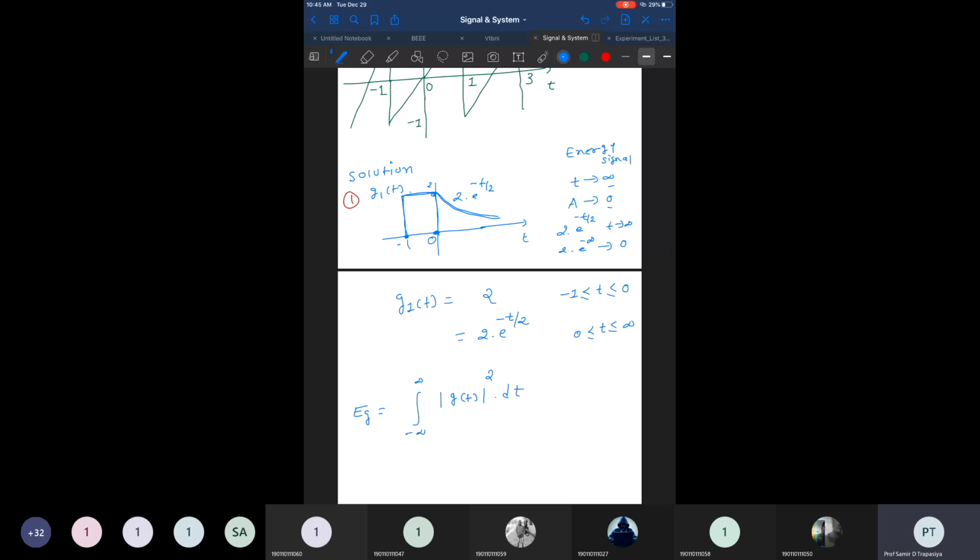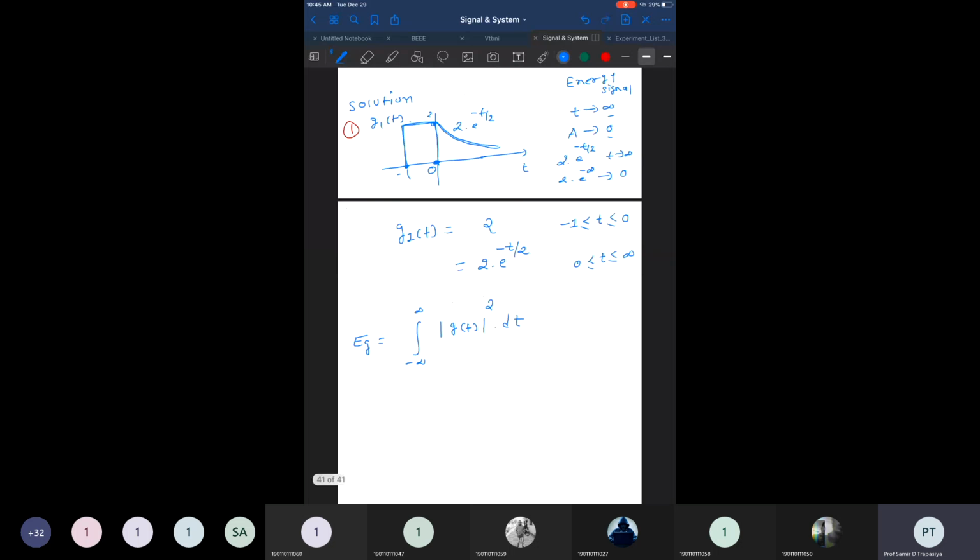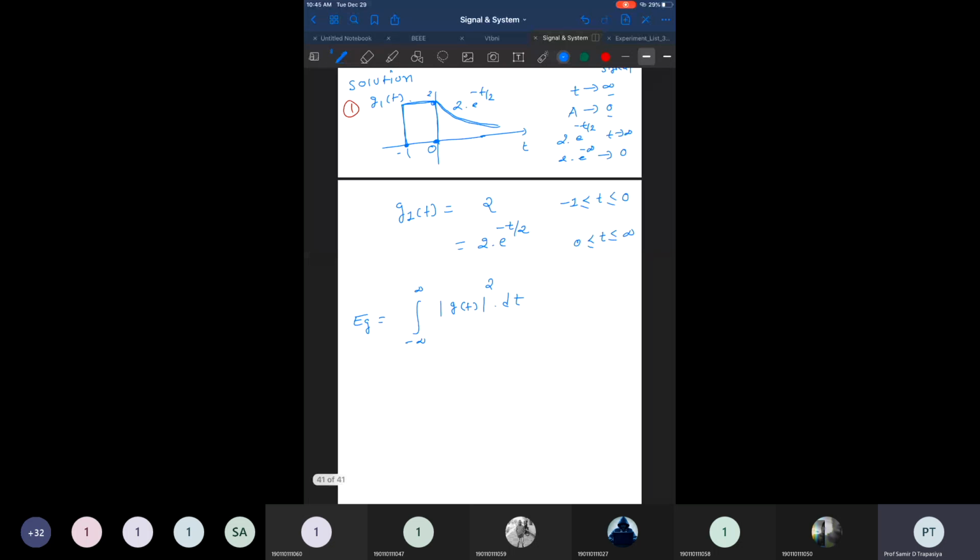Now, this signal can be defined in two parts. We don't have any value from minus infinity to minus 1, right? So the lower limit is minus 1. Then we can define this as the integral from minus 1 to infinity of g of t whole square dt. But from minus 1 to infinity, the signal is also comprised of two parts.